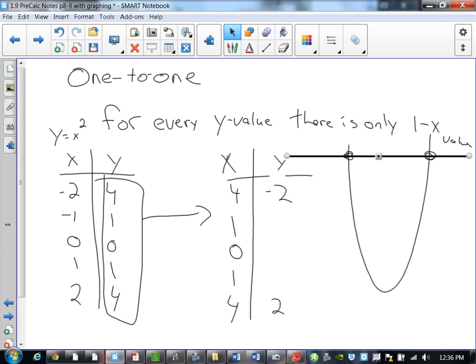Wait, so it has to pass both? No, just this. To be one-to-one, it needs to pass the horizontal line test.